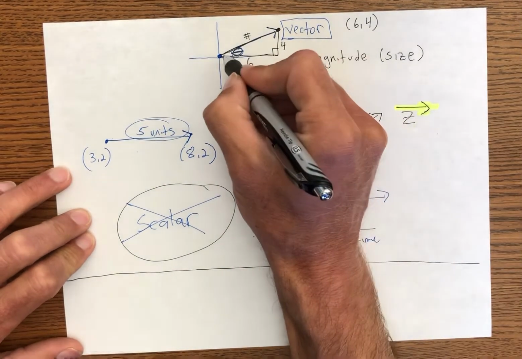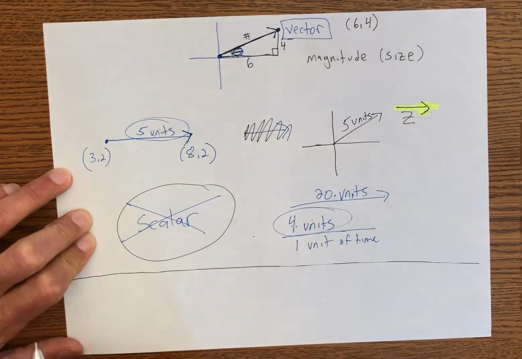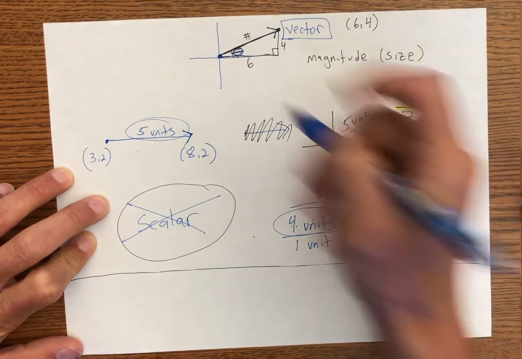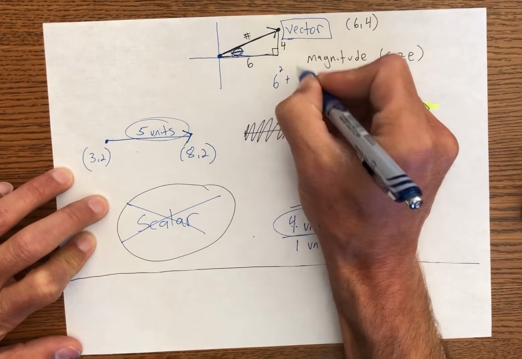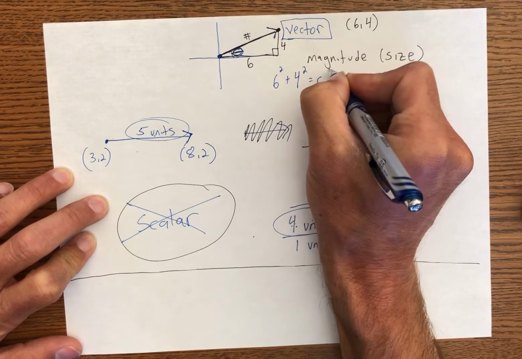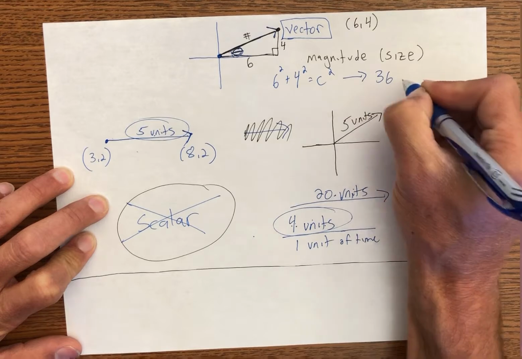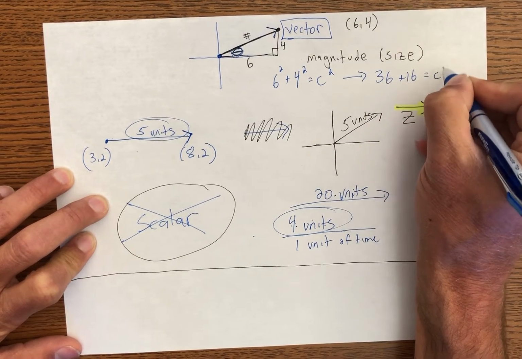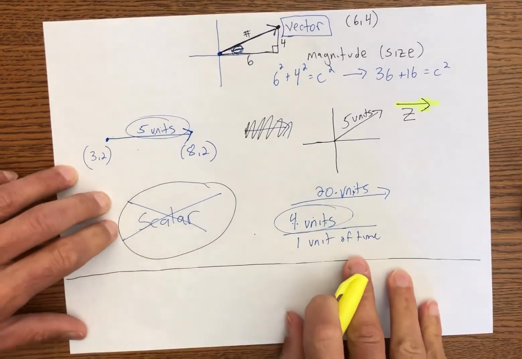Okay, remember, this right here is the magnitude. How would I find this side right here? Well, I would take this side, because I would just use the Pythagorean theorem. I would say a squared plus b squared equals c squared. So I'm going to get 36 plus 16, and then I'm going to get c squared. But how do I get rid of that square?